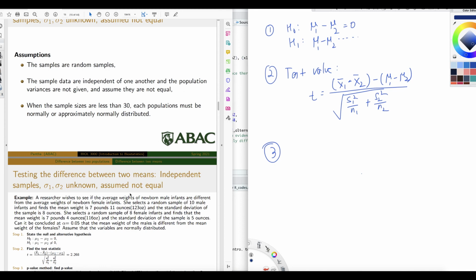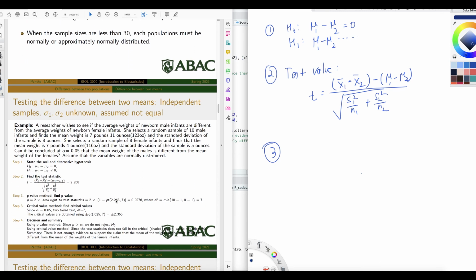Let us do one example here. A researcher wishes to see if the average weight of newborn male infants is different from the average weight of newborn female infants. She selects a random sample of 10 male infants. Let me list the given things first: n1 equals 10, and she selects a random sample of 8 female infants, so n2 equals 8.